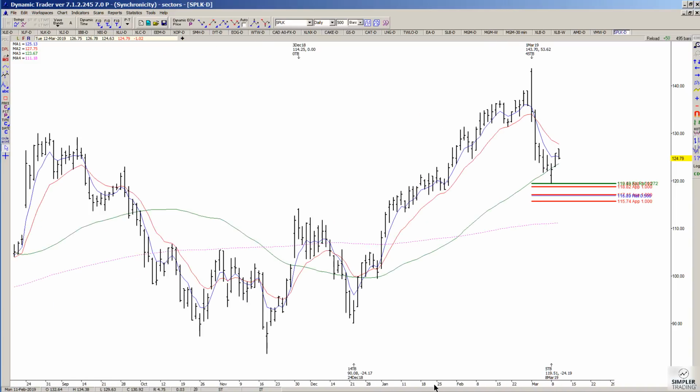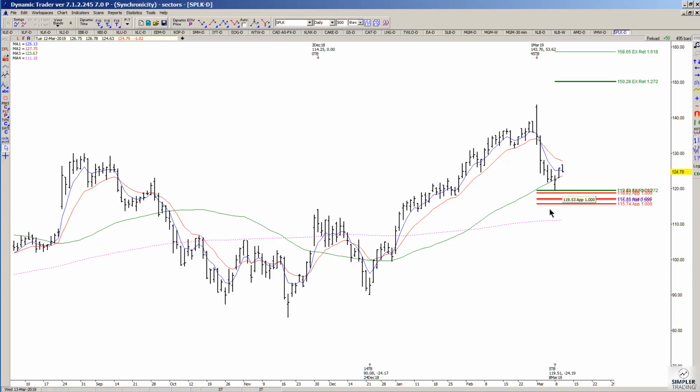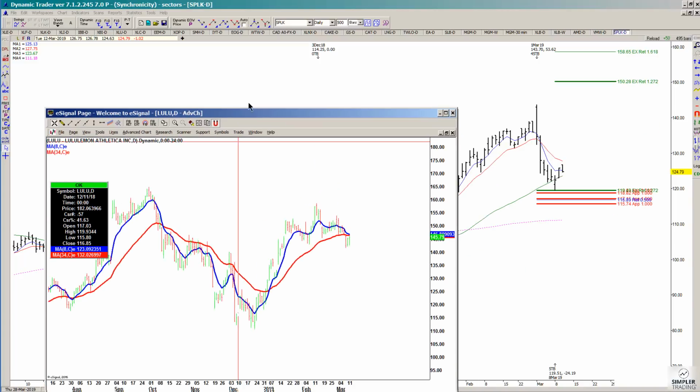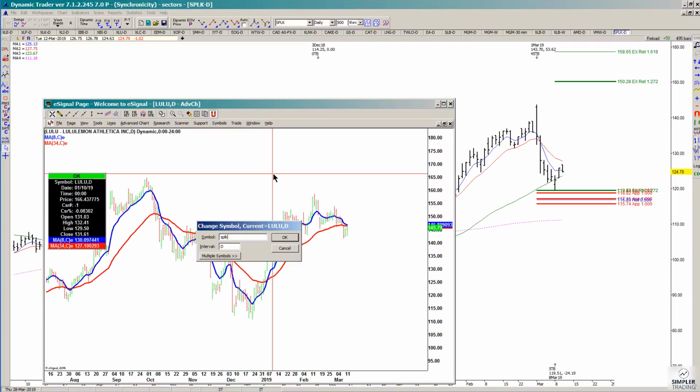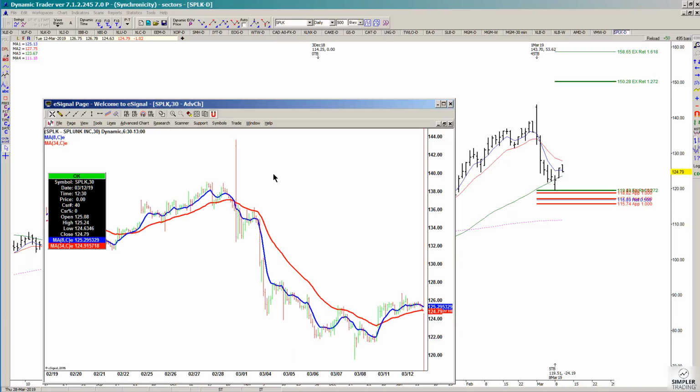Bottom line, if we're going to resume the rally in this name anytime soon, ideally it's going to be above one of these two zones. I'm pretty sure that we've already seen at least a short-term trigger against this. Let me just double check. SPLK. The 15-minute chart has definitely triggered a buy entry. And let's see, the 30-minute chart has also.